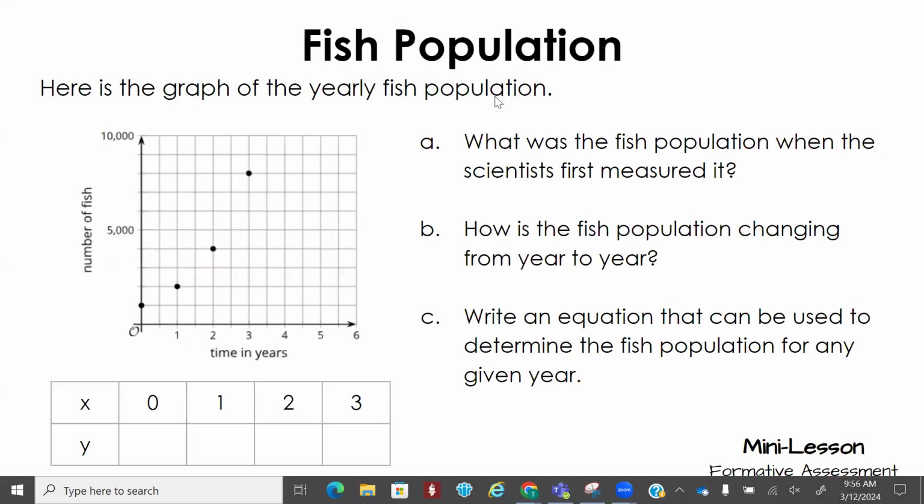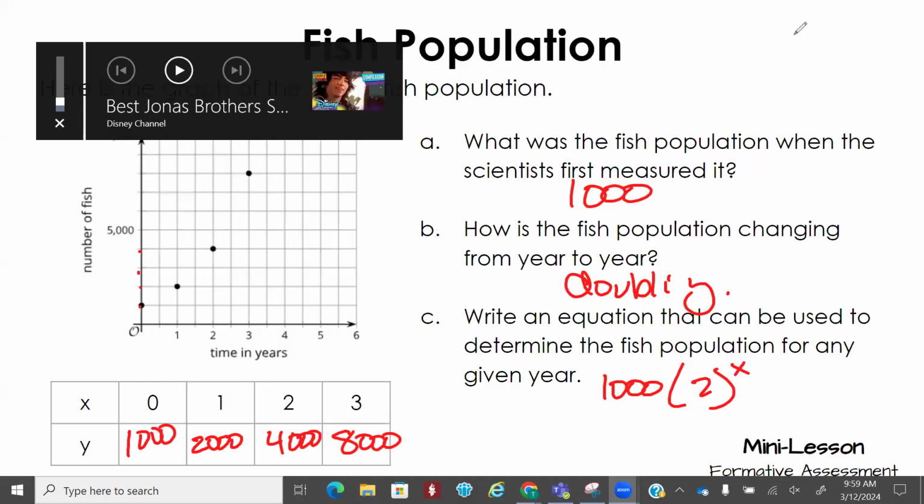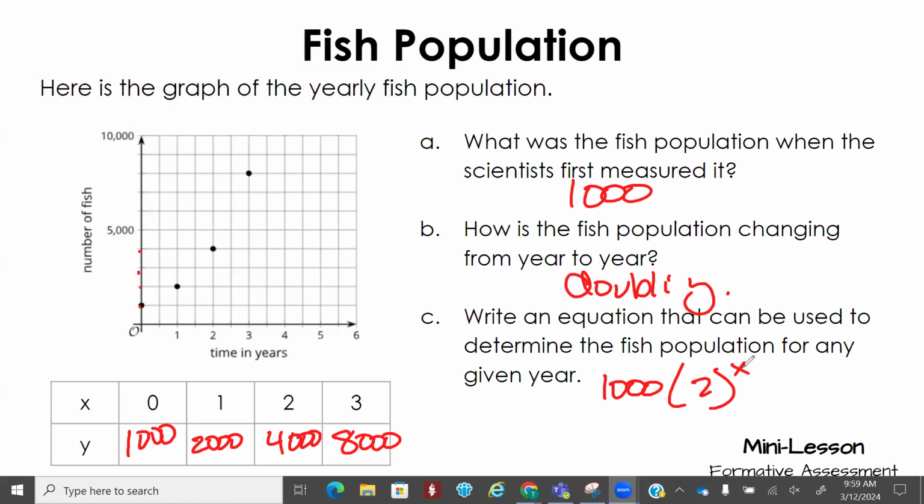Okay. Go ahead and take a moment. Check yourself. Try this problem. Answer these 3 questions. Fill in this table. Okay, this tells me, do you understand what's going on? You should have had 1,000 for the first thing, doubling each time, and then writing this equation would be 1,000 times 2 raised to the x. After today, you should be able to write the equation and then tell me what the initial and the rate are. If you can do that, then you're on track.